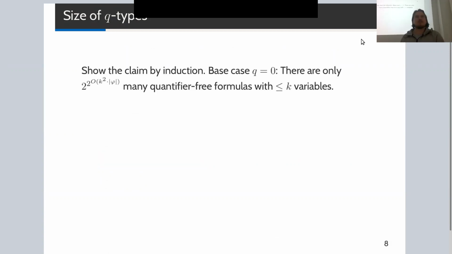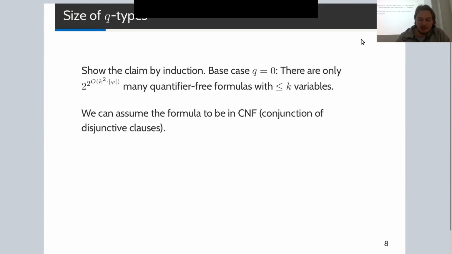But here's the statement. Okay, so the number of different quantifier-free formulas should be 2 to the 2 to the O of k squared times the length of phi. And how do we prove that? So at first, let's talk about all the different literals that there can be.